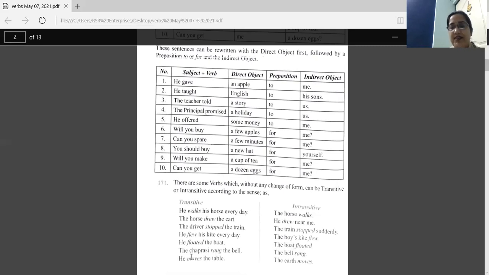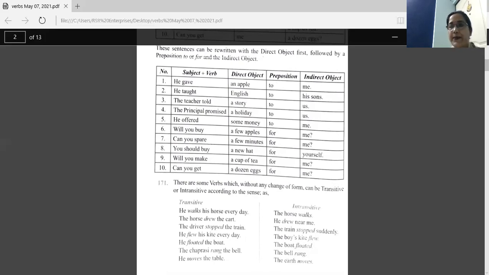The chaprasi rang the bell. Rang is the verb. After that you have this object, the bell. So this is a transitive verb. The bell rang. So this is intransitive. Why? Because rang is not carrying any object with it. So this is an intransitive verb.